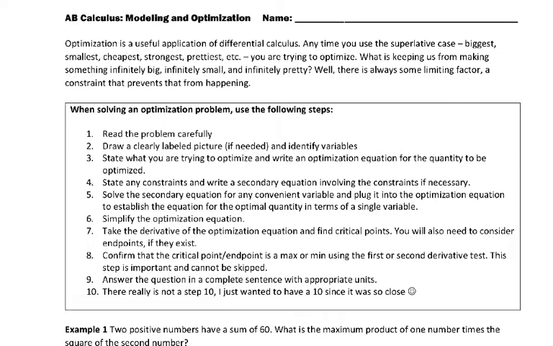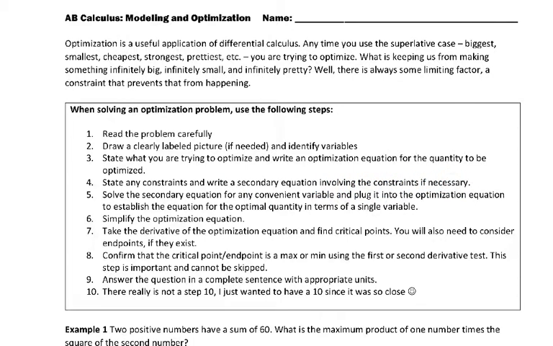All right, so these problems are going to feel a little bit like related rates where, yes, there's a lot of steps to it, and they're application problems, but they're a little bit more straightforward in a lot of ways. So first you're going to read the problem and draw a picture, and then state what you're trying to optimize and what equation you need to use to be optimized. So that's very much related to how we start related rates problems. Then you're going to state any constraints and write a secondary equation involving the constraints if it's necessary.